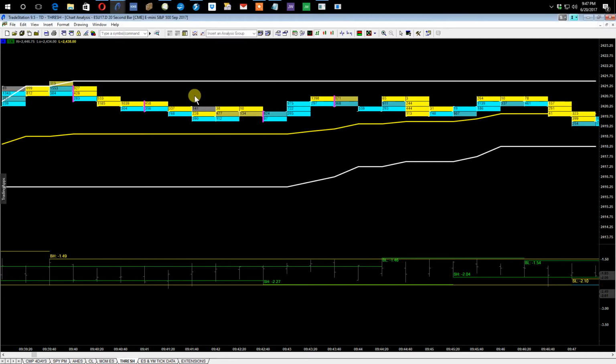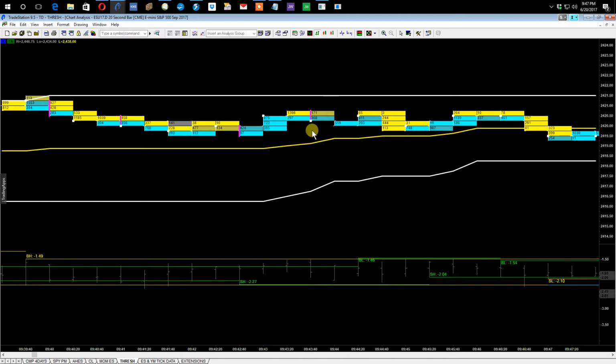2019.75 with a target of 20.75. So there's another 4 points there, and you get that right in here. We move up to 20.75 on this bar.